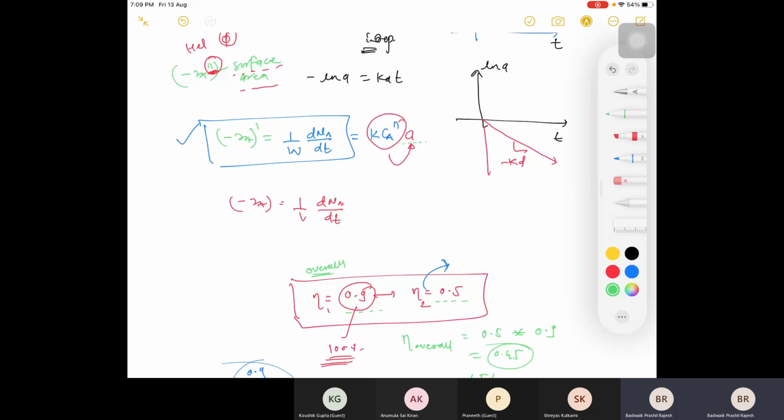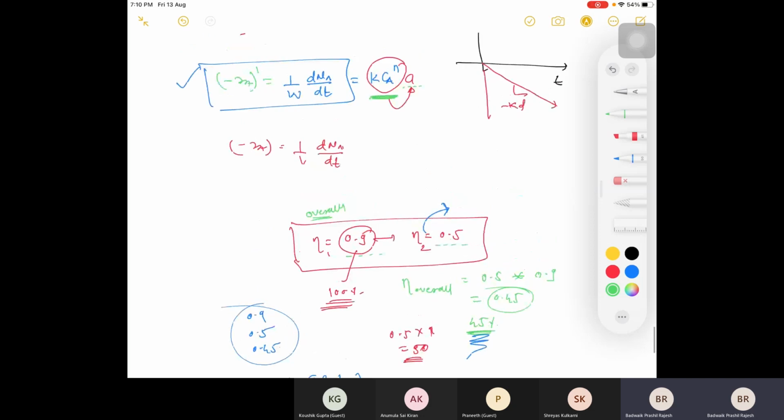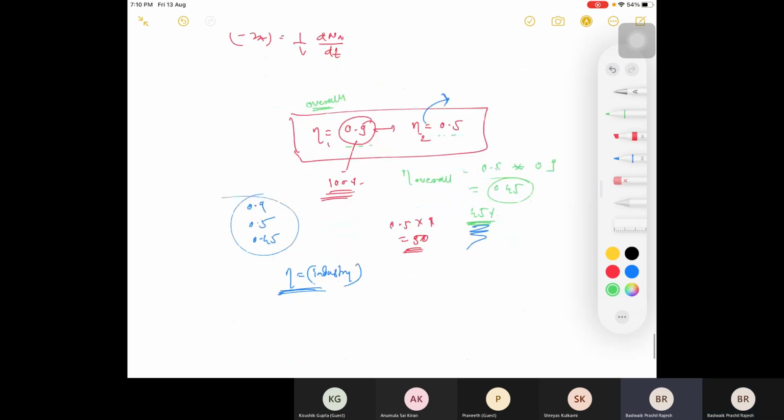Because of this catalyst, if your catalyst is 100% active, you will not have any decrease in rate further. You will have this as your rate, k CA to the power n. But if there is deactivation of the catalyst, then your overall rate has to decrease. So you will have this as a rate expression. Please keep that in mind. Okay.